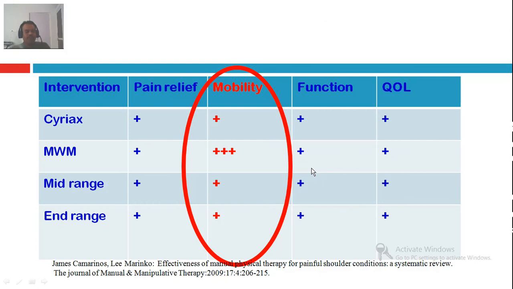When you look at the entire evidence, it says that almost all the interventions are good as far as pain relief is concerned. All our techniques are okay. They have almost the same ability to reduce the pain. But when we look at mobility, one of the best options to get better mobility is movement with mobilization. This is the systematic review I was mentioning. This article is by another author, and you can see it in the Journal of Manual and Manipulative Therapy in 2009.